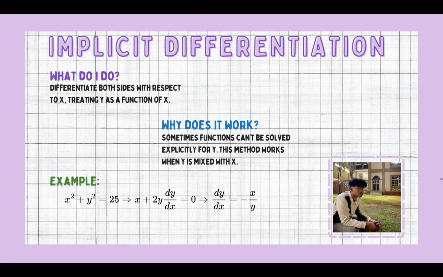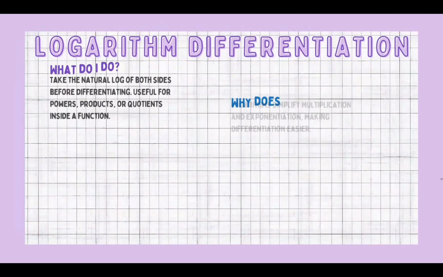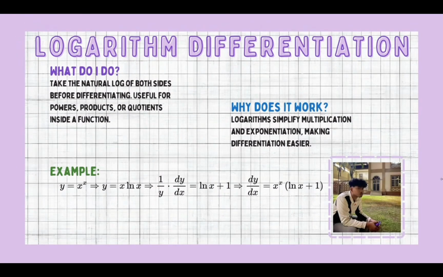Sometimes we can't solve y explicitly. That is when we implicitly differentiate. We differentiate both sides normally, but treat y as a function of x. The trick is to remember that whenever we differentiate y, we attach dy/dx. And finally, logarithm differentiation. This method is useful when we are dealing with a variable in both the base and exponent or a complicated expression. We start by taking the natural log of both sides to simplify, then differentiate. Why is it useful? Because log breaks down multiplication, division, and power into simple parts.